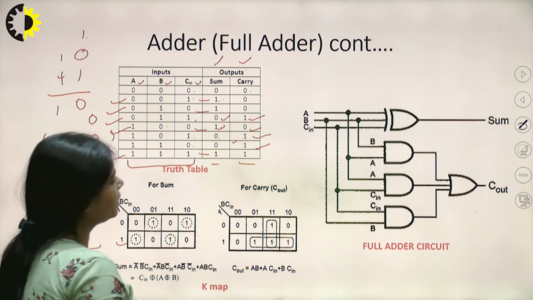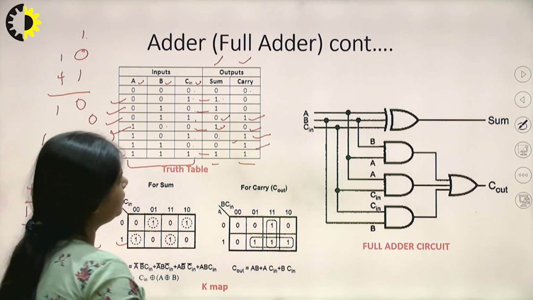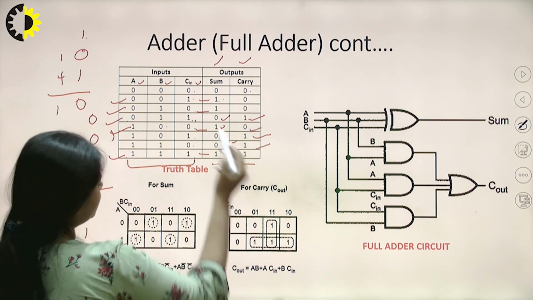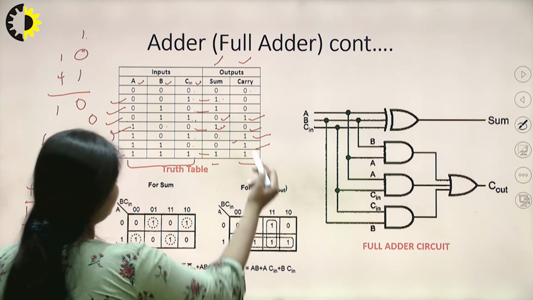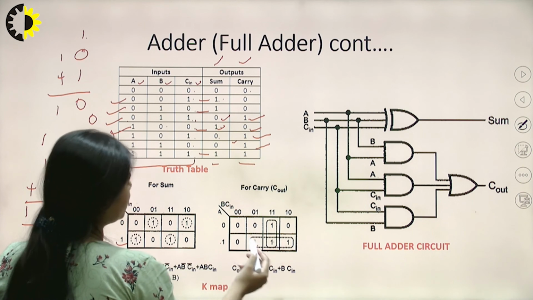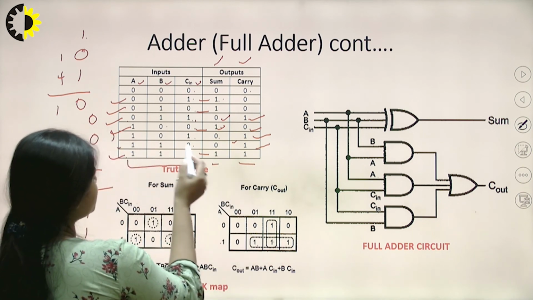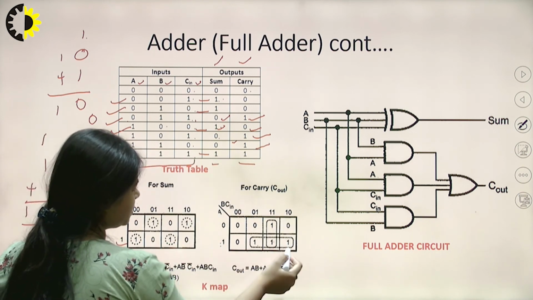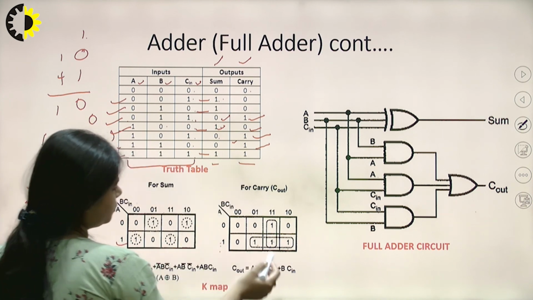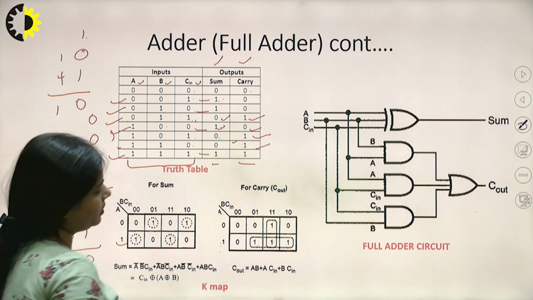For carry, again we create the K-map. Here we have 1 at the place of 0 1 1, 1 0 1, 1 1 0, and again triple 1, 1 1 1. So all these four 1s we can write here.